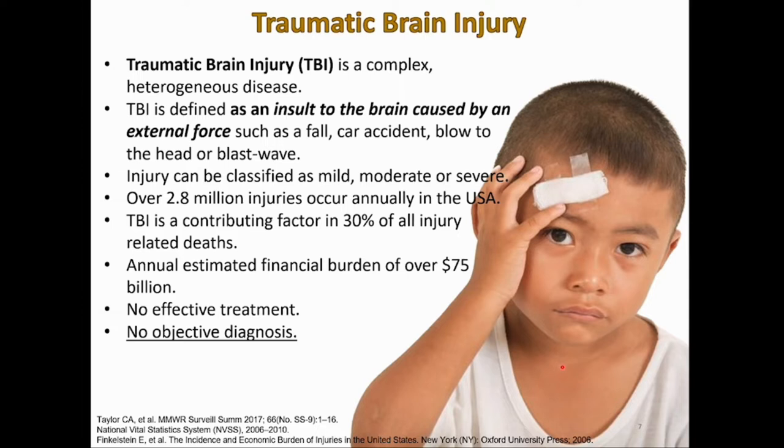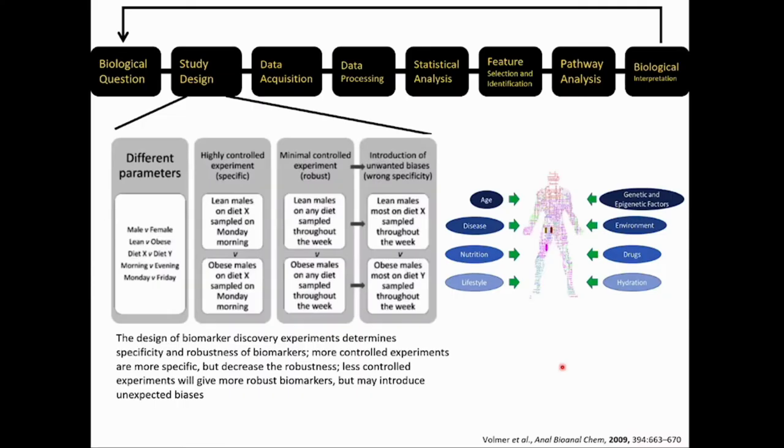So traumatic brain injury is a very complex disease. The definition is basically some sort of injury or insult to the brain caused by an external force. It can be a fall, an accident, or an explosion. So in the military, this happens very often. You can have injuries that range from mild to severe, and they're very, very common, and they have a very significant economic burden for the country. But there's no effective treatment and no effective diagnosis. So we've been studying traumatic brain injury for quite some time now.